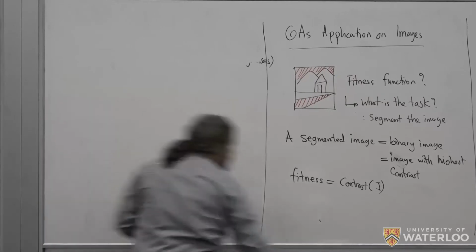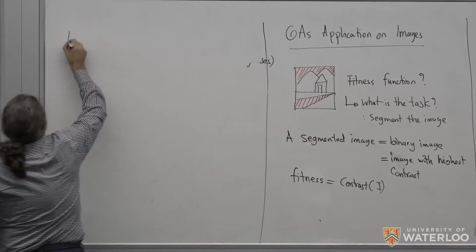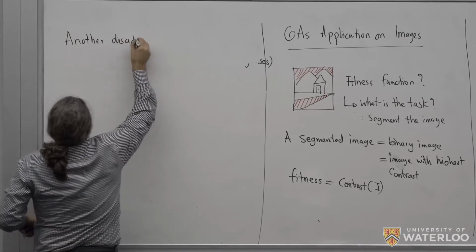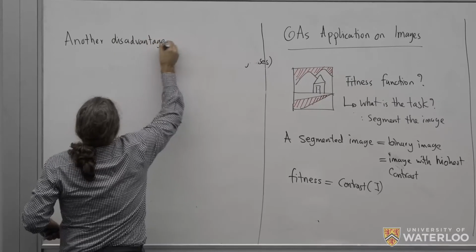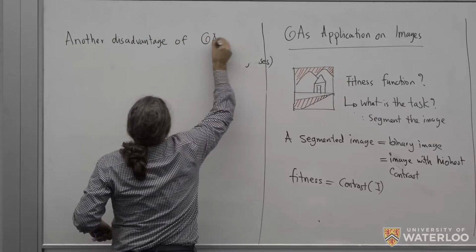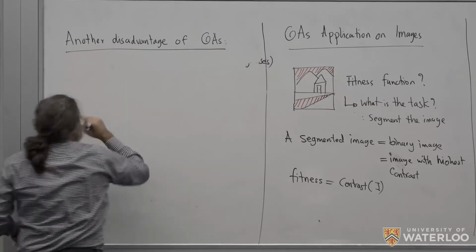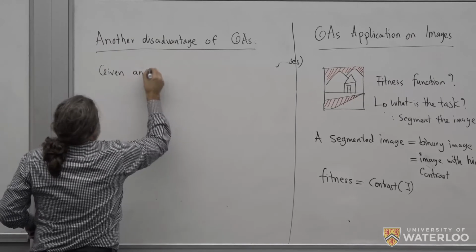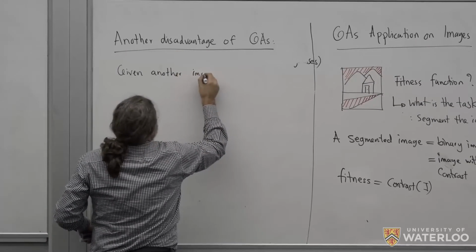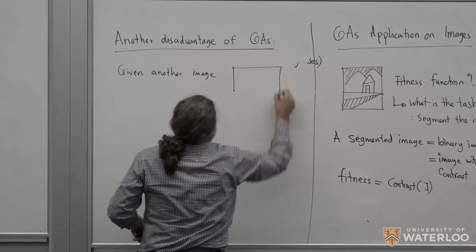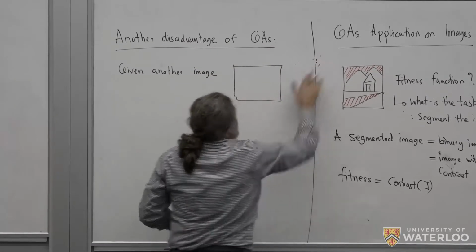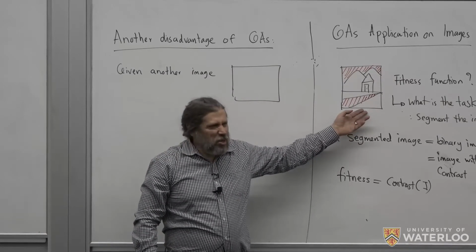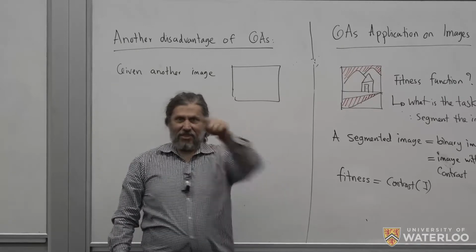A big problem. So another disadvantage of GAs. Given another image. So somebody gives me another image. I apply my GA on this, and I sort of get it right, and I impress people that I can extract the river from the image and say, this is the river.